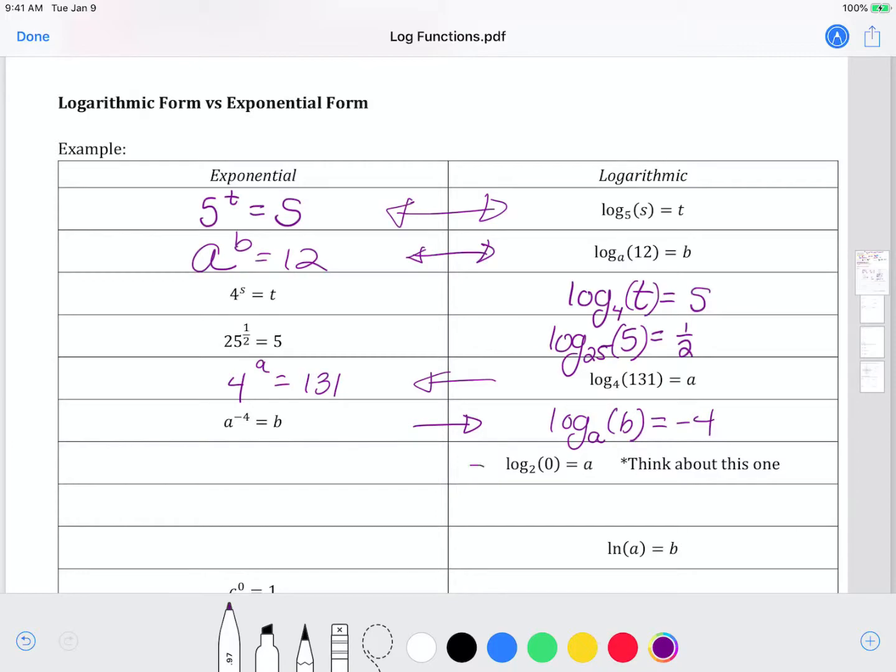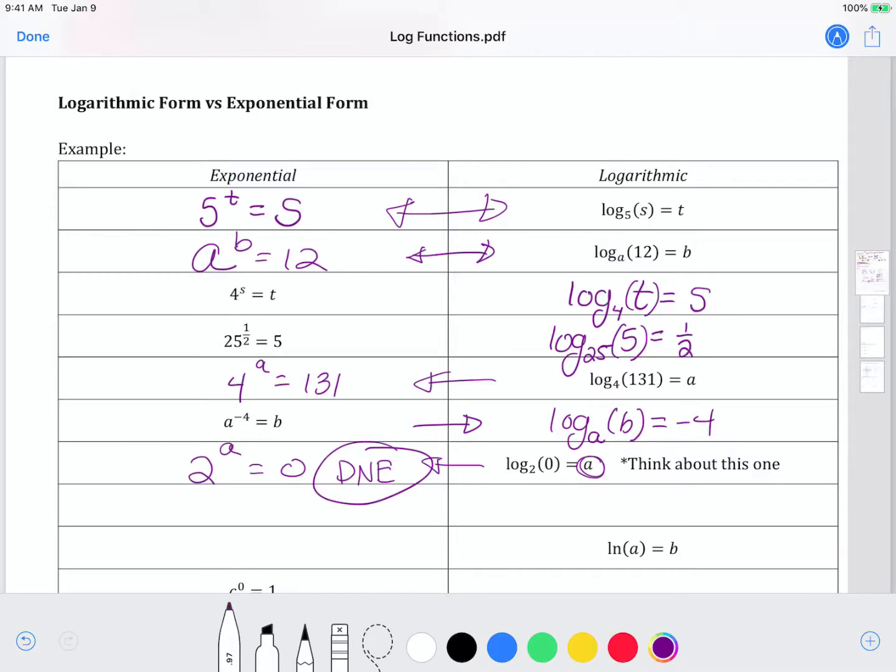Okay, this next one is a little tricky, something to think about. My base is 2, so I'm going to write this 2 to the power of a, because a is my exponent, and then I set it equal to 0. Now, this is the correct form if we're going from log form to exponential form. However, what makes this tricky is if you look at it, this value of a does not exist. There is nothing that I can raise to the power of 2 that would ever give me 0.